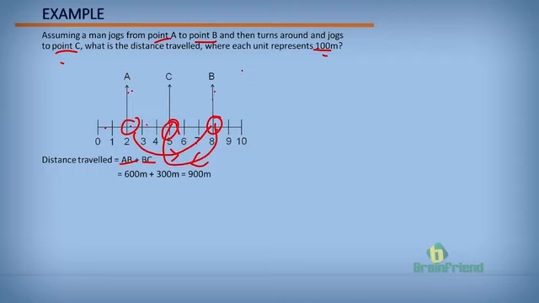So to count the number of meters from point A to B, you count 1, 2, 3, 4, 5, 6. That is 600 meters. While from B back to C is 300 meters. Distance is simply the summation of the entire distance covered, the total path he traveled. So his distance covered is 900 meters from his initial point to his final point C.